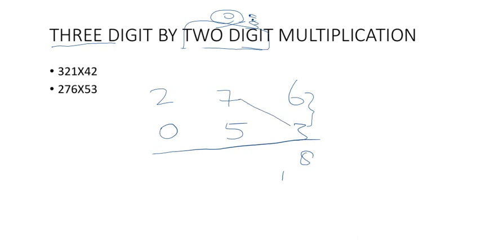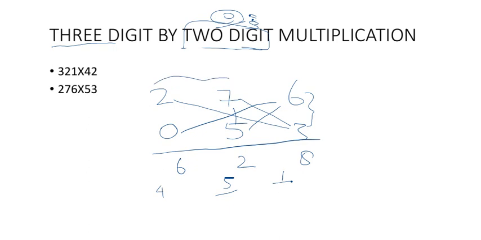Next, the diagonal wise element 7 into 3, 21, plus 30. It is 51, and we have to add 1 with this 51. Therefore it is 52. We have to keep 5 down, and the complete diagonal 2 into 3 plus 0 into 6 plus 7 into 5. So it is 6 plus 0 plus 35. So it is 41. We are already having 5. So it is 41 plus 5, 46. I am keeping the 6 here and bringing 4 down.